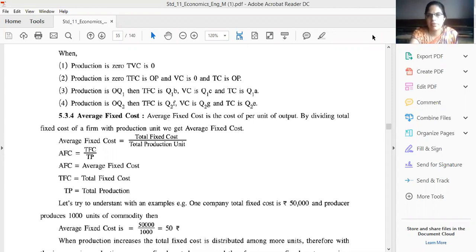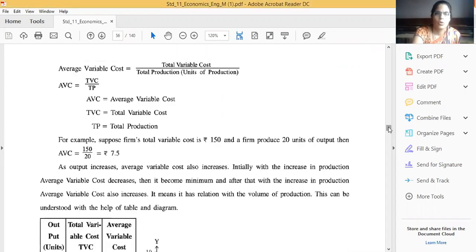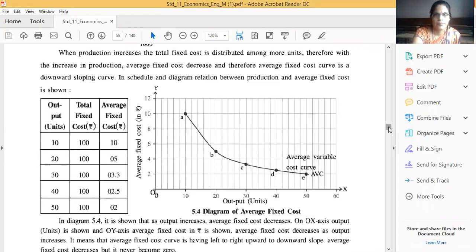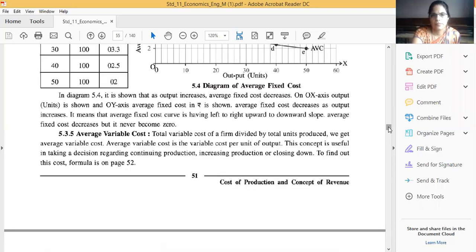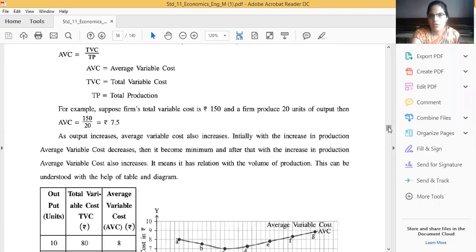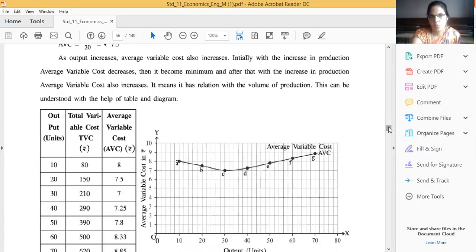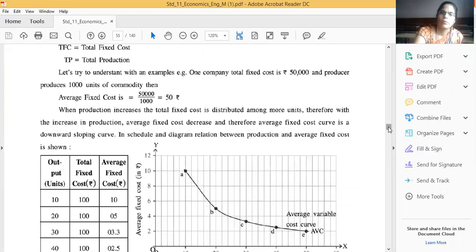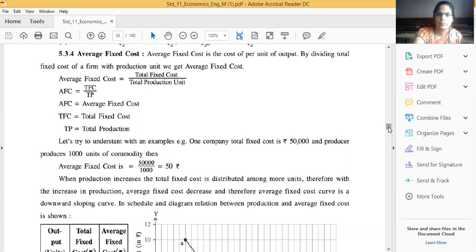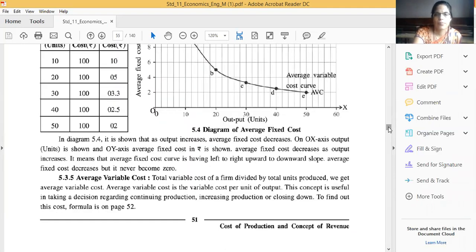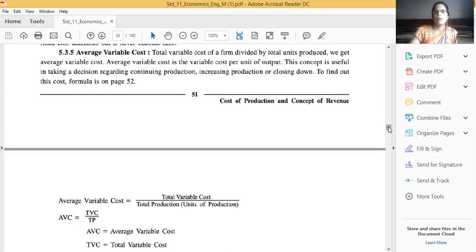Now the next one which we are going to discuss today, a new point, new topic, is average variable cost. Variable cost we have already completed, so today we will discuss average variable cost. What do we mean by average variable cost? It is our topic for today.